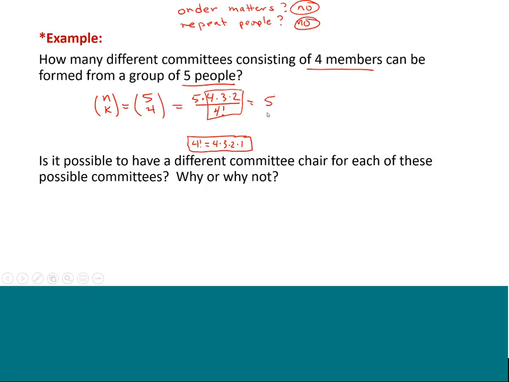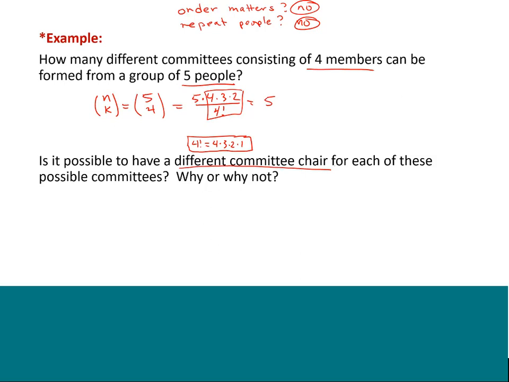Now, second question, follow-up. Is it possible to have a different committee chair for each one of these possible committees? And remember the buzzword committee chair in respect to the committee, having served on way too many committees in the past, is simply the leader of the committee. So it's the one person in charge of running whatever it is that they're going to be doing. So that means we're going to need to select one of the people from each of these different committees to be the chair. Could we actually select a different committee chair, a different committee leader for each of those possible committees? What do you guys think?